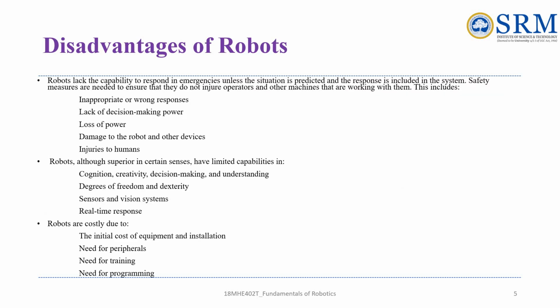Next are the cons of robots. They are incredibly efficient, but they have limitations. They can't respond to unexpected emergencies unless they are specifically programmed for them. And safety measures are crucial to prevent harm to both humans and machines. Additionally, robots fall short in areas such as creative thinking and quick decision making, and they are relatively high cost. So while they offer many advantages, there are important considerations to keep in mind when working with them.